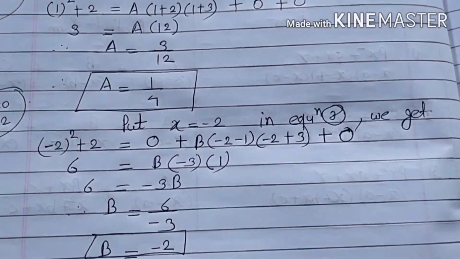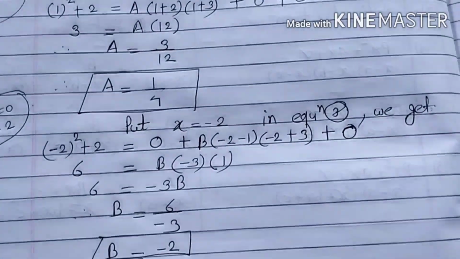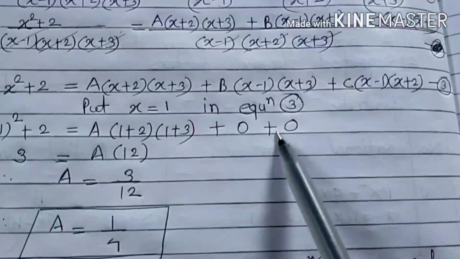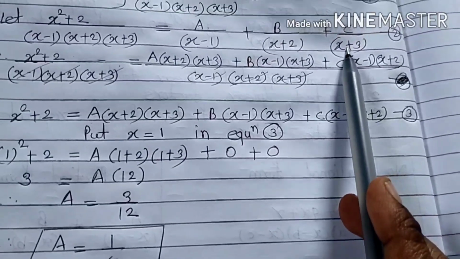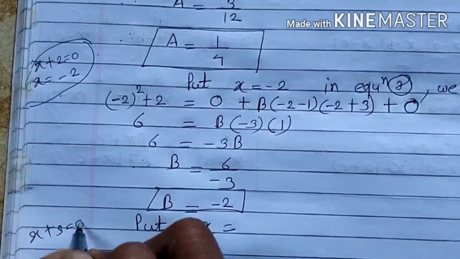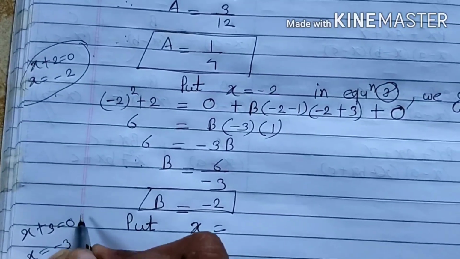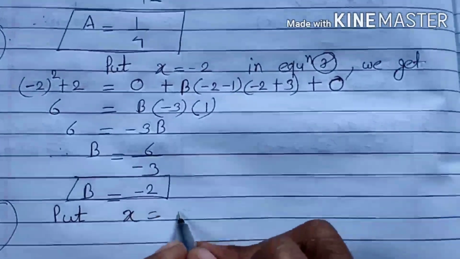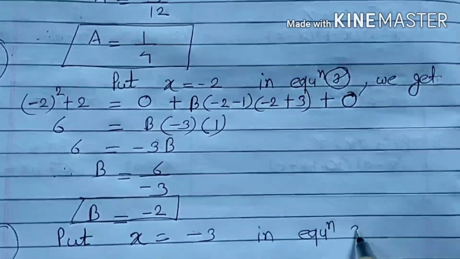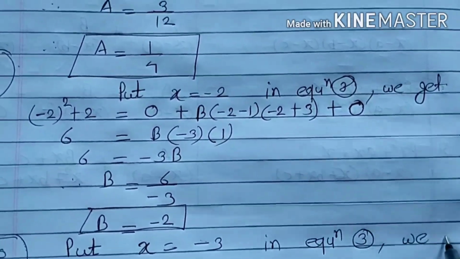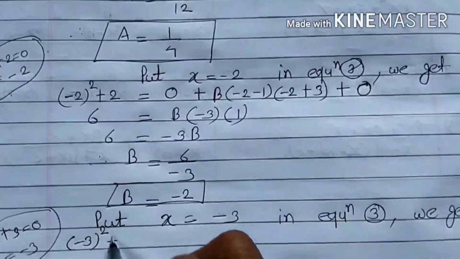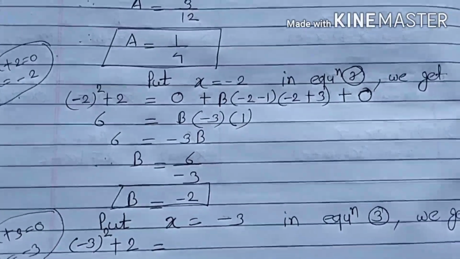Now next, we want c. So put x equal to, what we have to put? Put x equal to minus 3. Means x plus 3 equal to 0, then x is equal to minus 3. So you can put x equal to minus 3 in equation 3. We get, so it is minus 3 square plus 2, which is equal to.